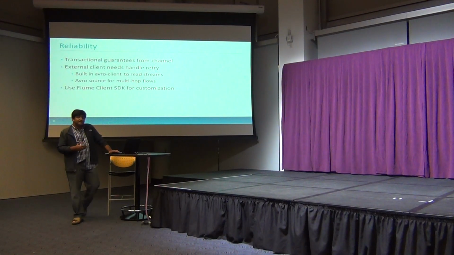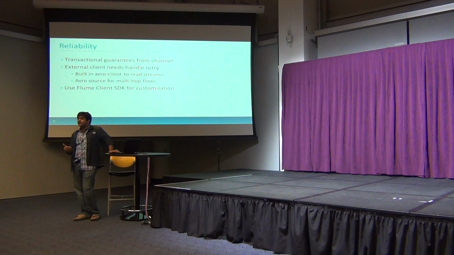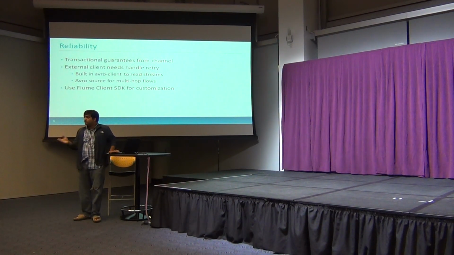The Flume client SDK actually supports a lot of customization. It also supports load balancing and failover. So if your first tier starts failing, it could load balance between multiple different machines. And if any of them are failing, it will go to the others.